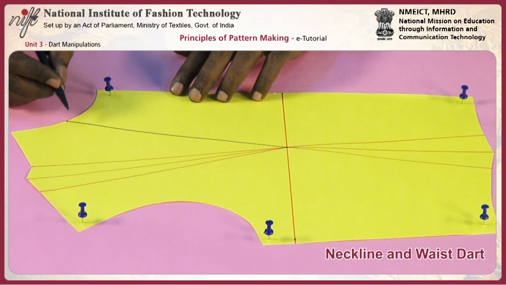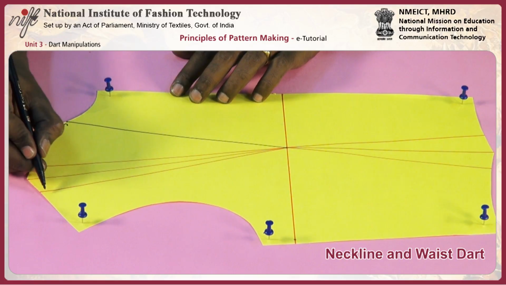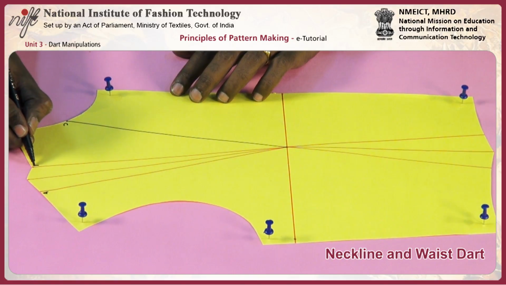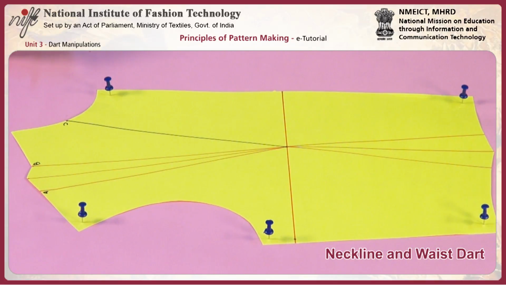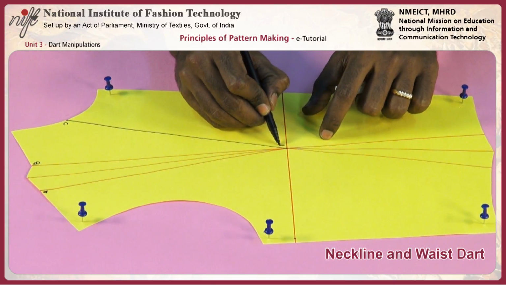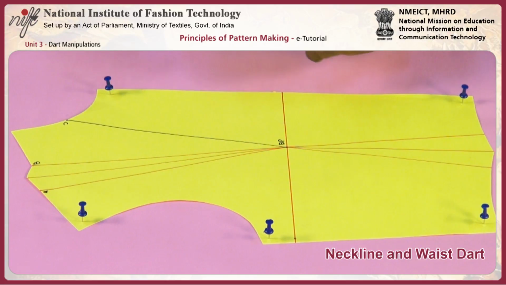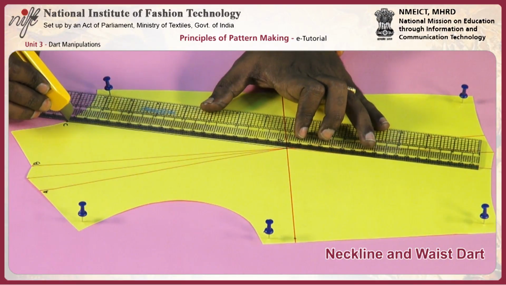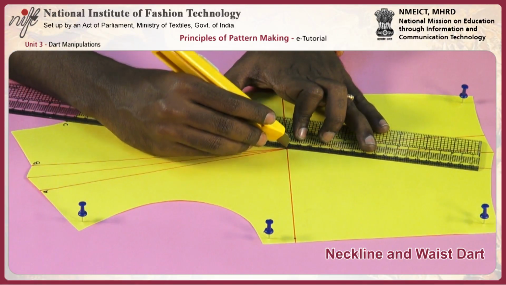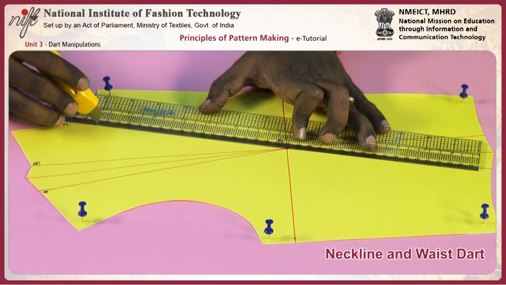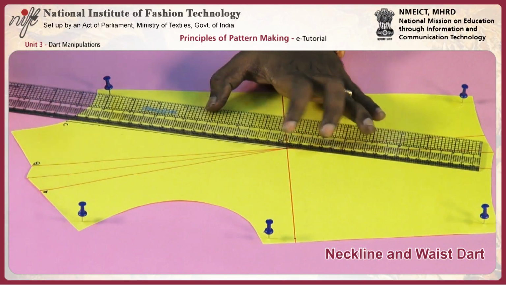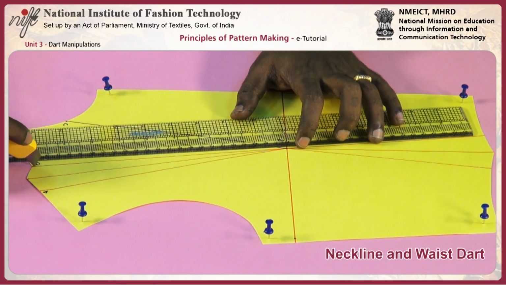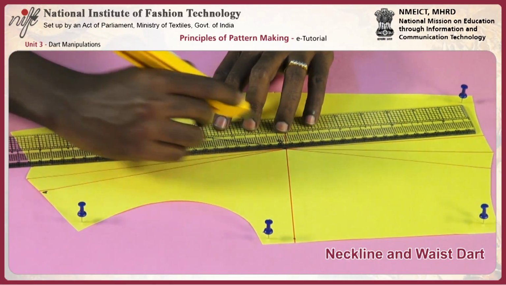Then mark C. Mark A and B in the shoulder line. Now slash the line C to bust point. Then slash B to bust point.